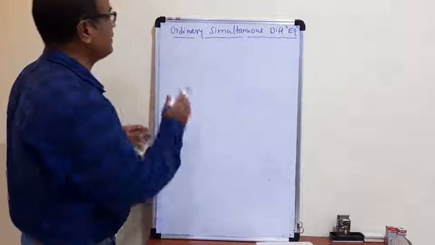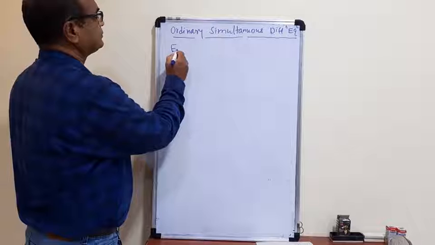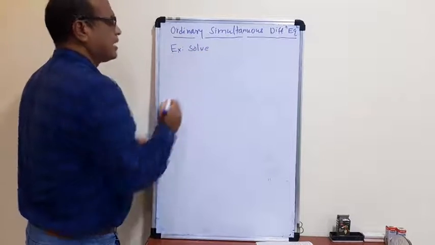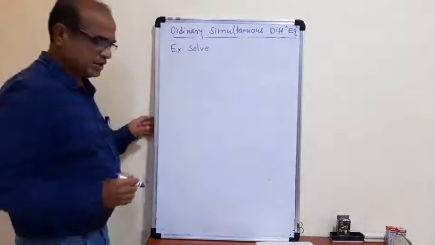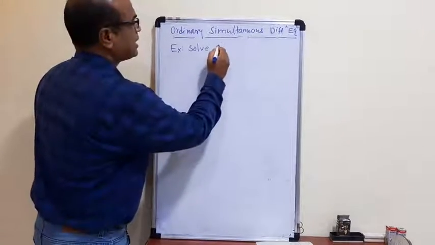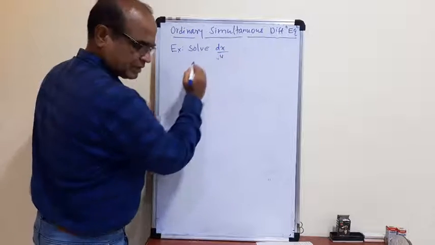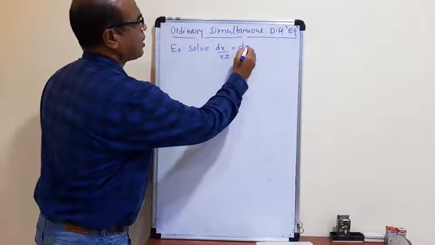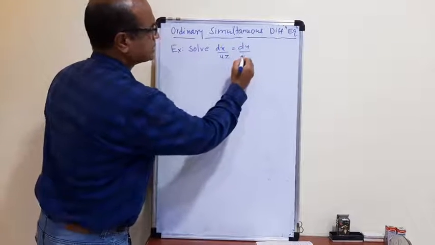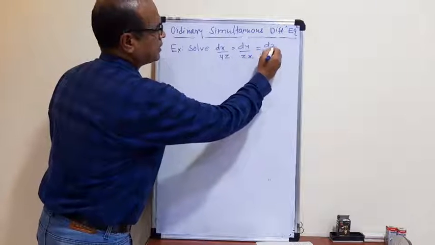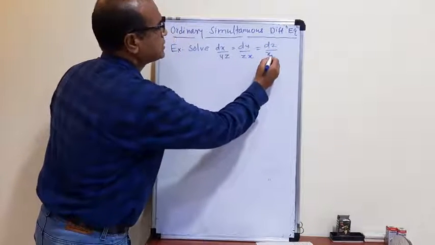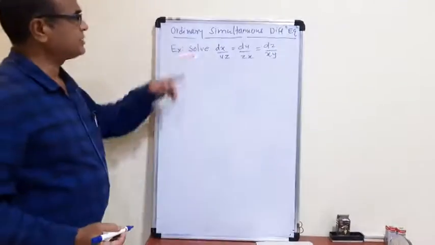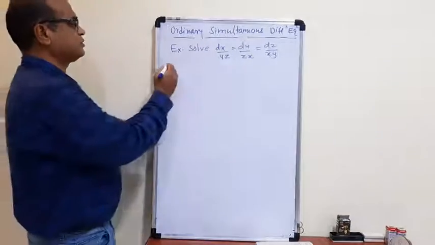Before the theory, we take an example and then we discuss the theory. Solve dx upon yz is equal to dy upon zx is equal to dz upon xy. This is the ordinary simultaneous differential equation to solve.